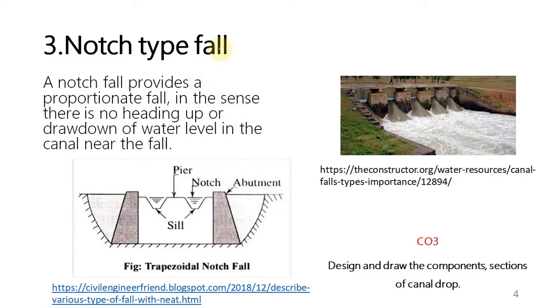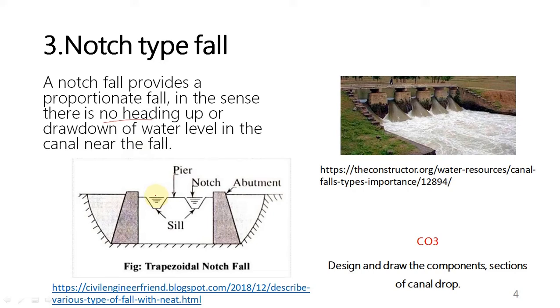So here it is a notch type canal fall. There are different types of canal falls. This is a notch type fall, or notch type canal drop. The advantage of using this type of fall is that there is no heading up of water or drawdown of water level in a canal near the fall. That means the water level near the canal fall is constant, it won't vary.